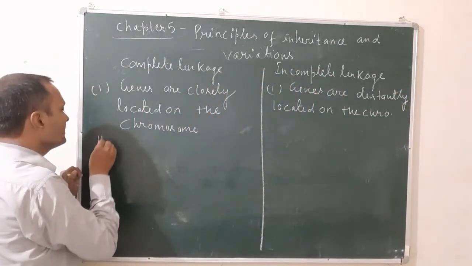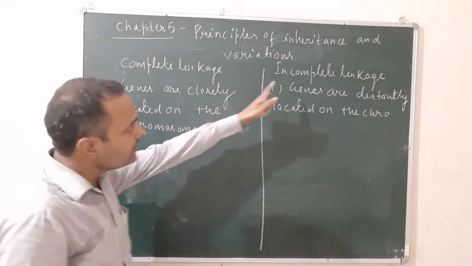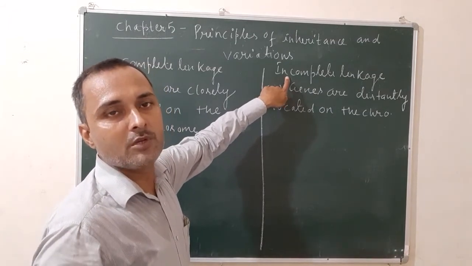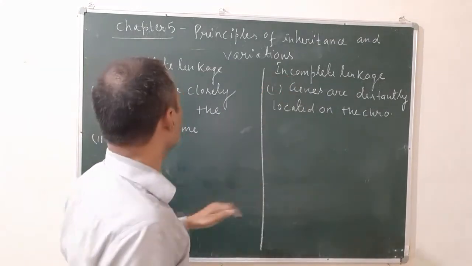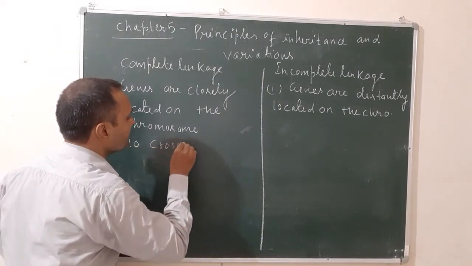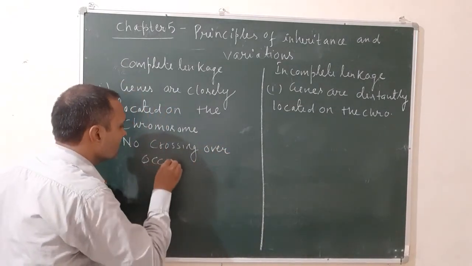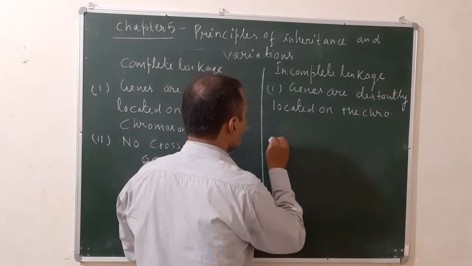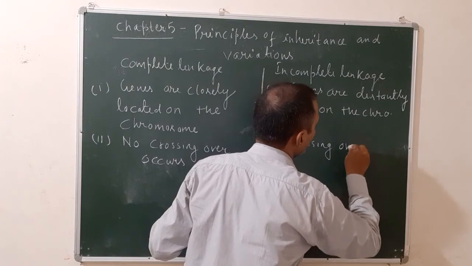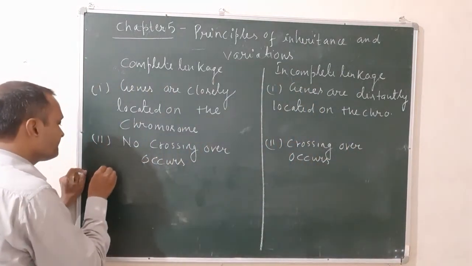Second difference: in which case does crossing over take place? In incomplete linkage, crossing over takes place because the distance is more. When there is more distance, crossing over will take place. So in complete linkage, no crossing over occurs. But in incomplete linkage, crossing over occurs.